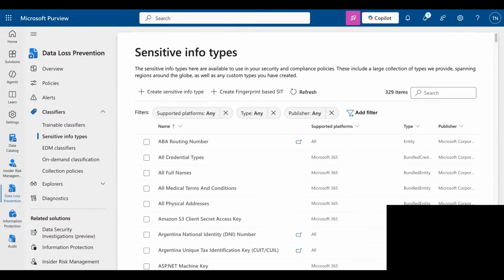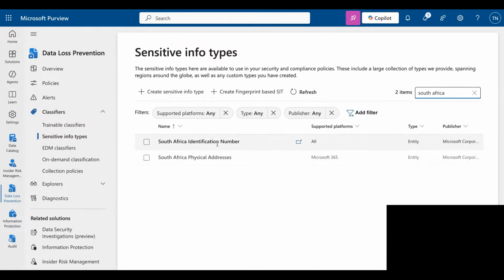For example, I'm in South Africa, so let's search South Africa. Let's see what kind of pre-configured sensitive types are there for South Africa. You see, it's only identity or identification number and physical address. So it doesn't show a lot more things for South Africa. So I'm going to have to create my own custom ones if I want to detect sensitive data for South Africa.